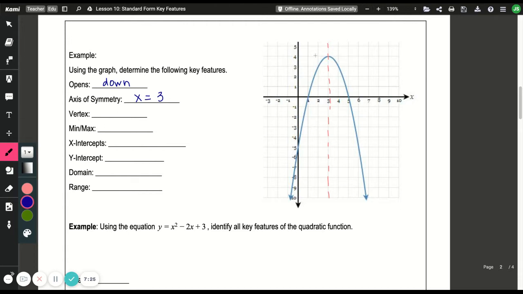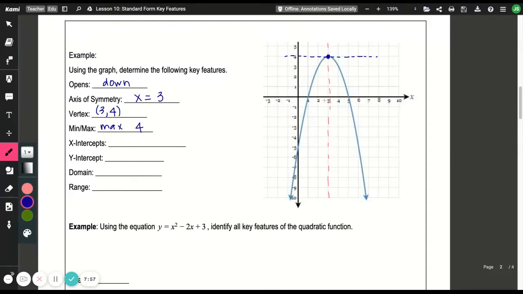Where is the vertex? This point right here is the vertex. We need to write it as an ordered pair, (3, 4). This graph goes down forever, so there's no minimum. And the highest that it goes is right here, that highest point on the graph, so it has a maximum. And how high is that point? What's the highest it reaches? It reaches +4.